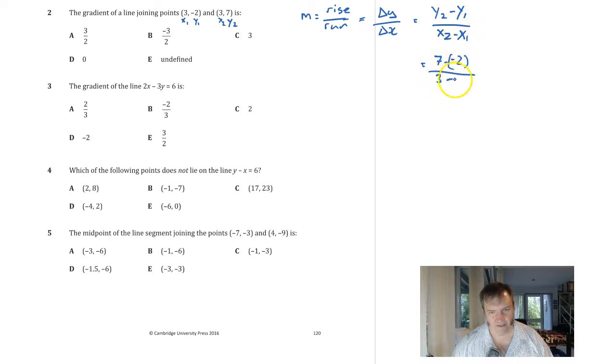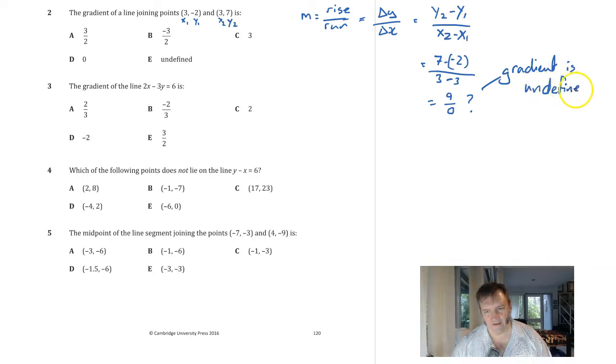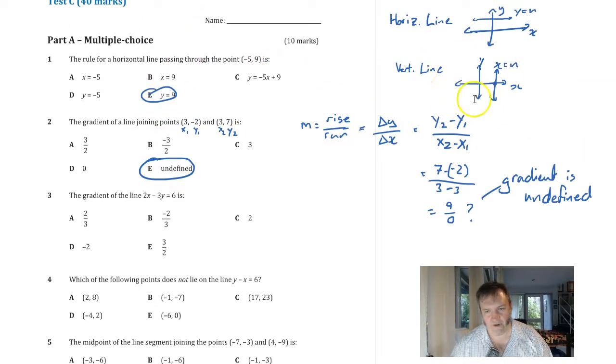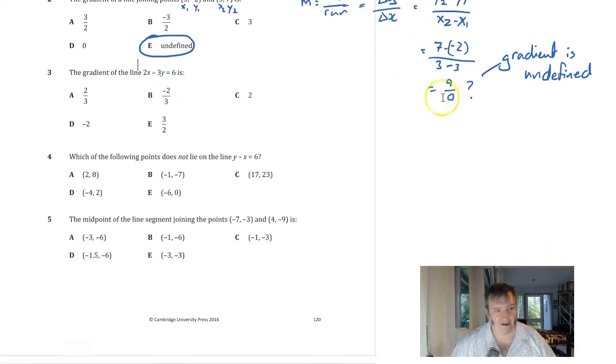And that's a little bit surprising, because what we're going to end up with now is 9 divided by 0. And what does that mean? We can't divide by 0, so the gradient is undefined, because division by 0 is undefined in maths. And that's always the gradient of a vertical line. And if you see, they've got the same x coordinate, so just like I was talking about before, in a vertical line, it's always x equals the same number. Well, here the x equaled 3 in both cases, so it's a line going straight up vertically. That's why the gradient is undefined.